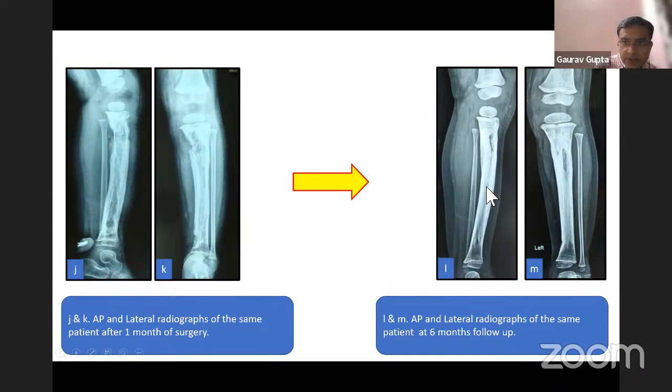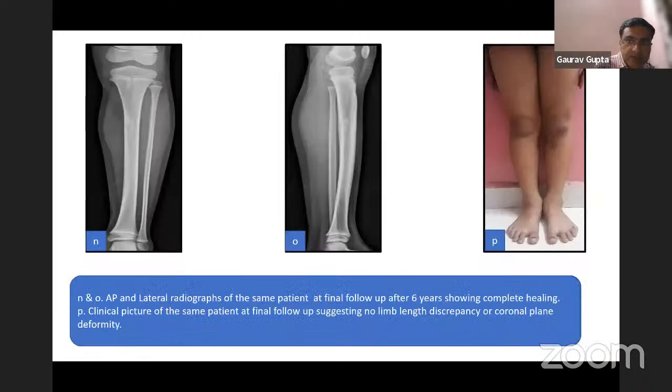And this is the same child after 6 months of surgery. Now we can see that the bone is consolidating. The infection has healed, and now the cortex is thickening. And this is the same child at 6 years. There was no limb length discrepancy and growth plates were normal, and the infection healed well.